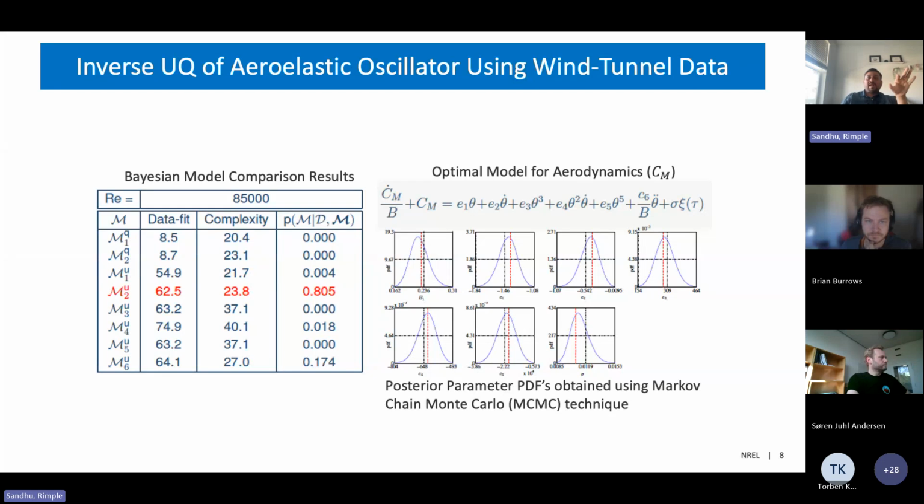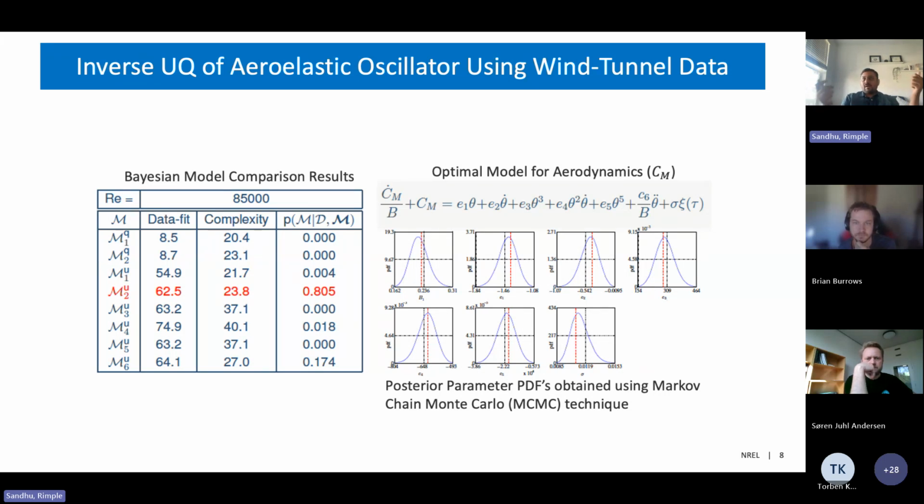So these are the results. On the left, the table shows the probability, and the fourth column is the probability of the individual model given the data and the model set. This is basically a normalized version of model evidence. What it's telling me is there's an 80% chance that the second model, M2U, created this data.